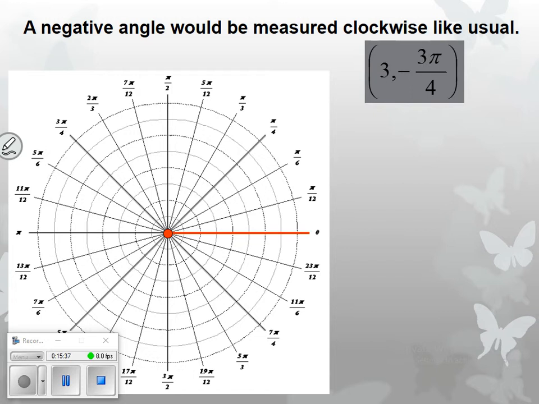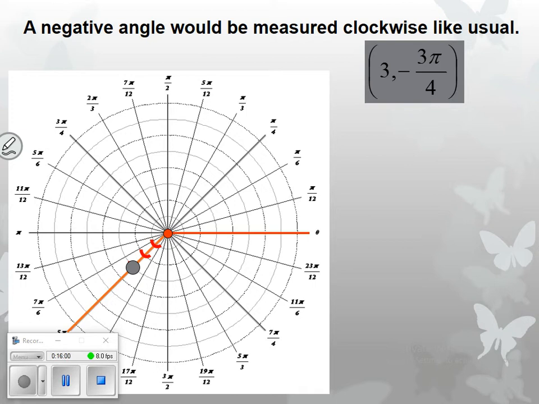So I'm going to go 3 comma negative 3 pi over 4. So I'll find negative 3 pi over 4 first. So I'm going to travel that direction, negative 3 pi over 4 units, so it splits the third quadrant in half. It should be that ray, correct? Okay. Now I'm going to go out how many circles on that ray? 3 circles on that ray. 1, 2, 3, and there's my point.